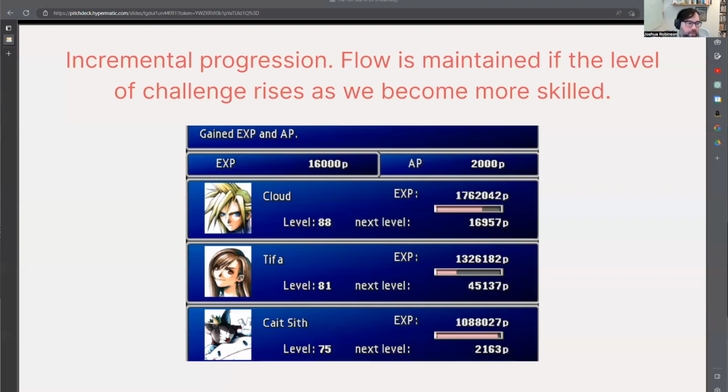So incremental progression helps me maintain interest, motivation, and curiosity. What's on the other side? Can I get over this next challenge? I get this constant sense of growth and achievement, keeping me engaged.